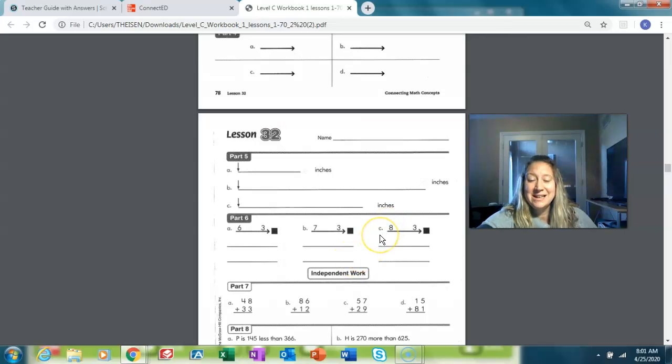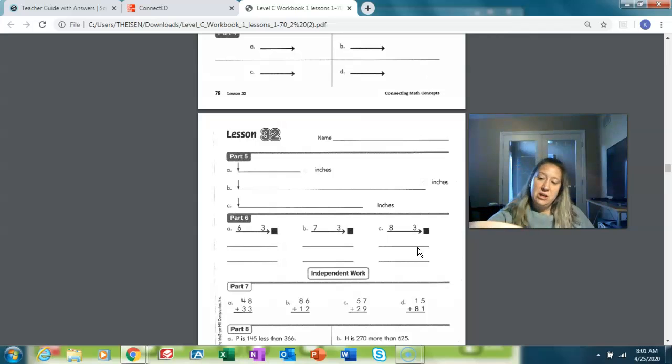Touch C. I'll give you a moment to work for the big number. Say the number that goes forward on the arrow. 8 plus 3 equals 11. And then you'd write the number that goes back on the arrow. What would that be? 11 minus 3 equals 8.